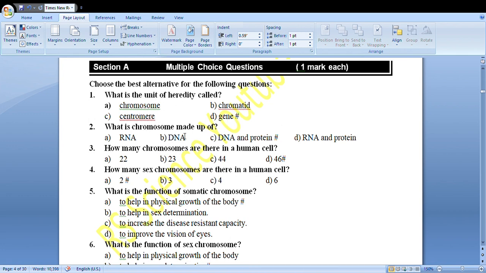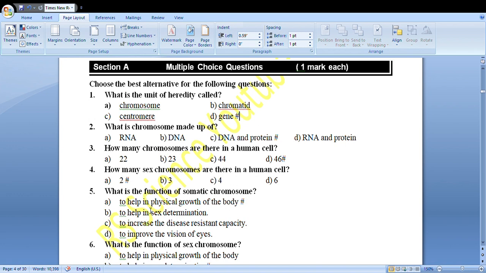What is the chromosome made up of? Chromosome is obviously made up of DNA and protein. How many chromosomes are there in a human cell? Obviously there are 46 chromosomes. How many sex chromosomes are there in human cells? One pair, that's 2.